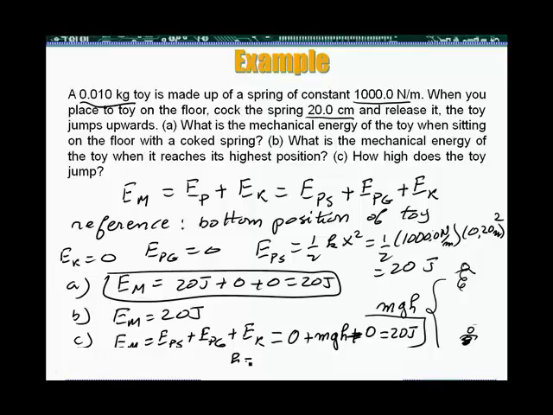So h is going to be 20 joules over mg, which is going to be 20 joules over, in this case, 0.01 kilograms times 10 meters per second squared. So 0.01 times 10, that's 0.1. So 20 over 0.1, that gives us 200 meters.